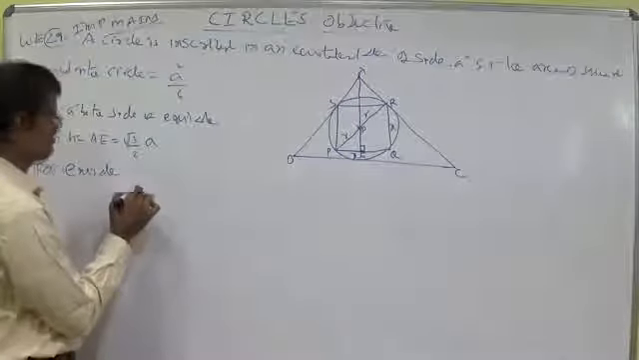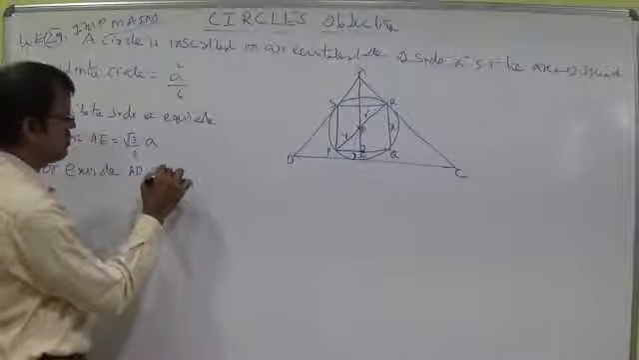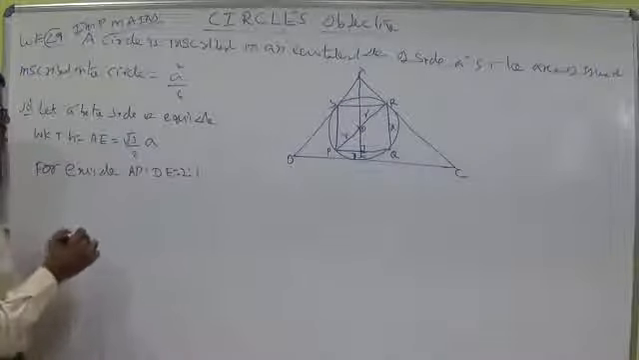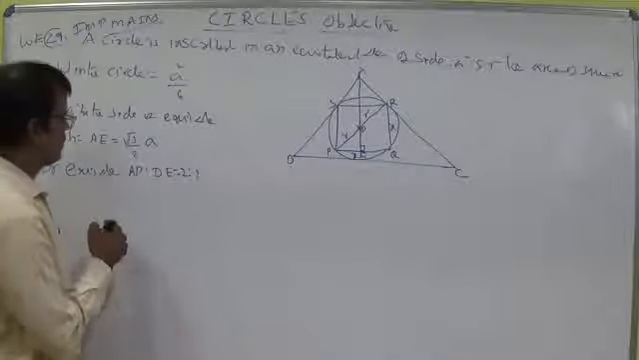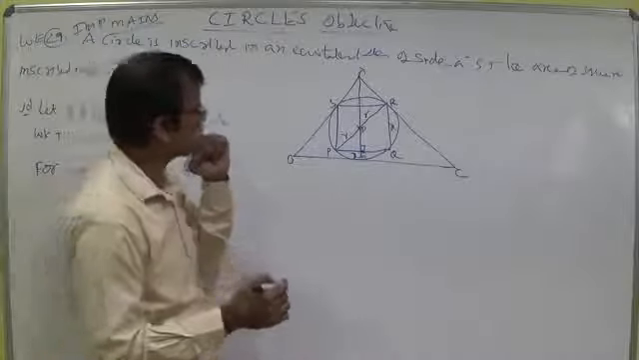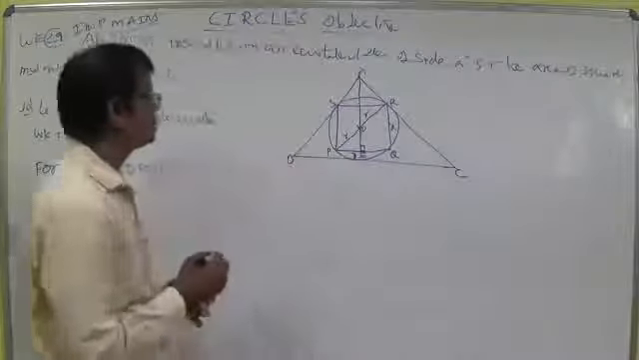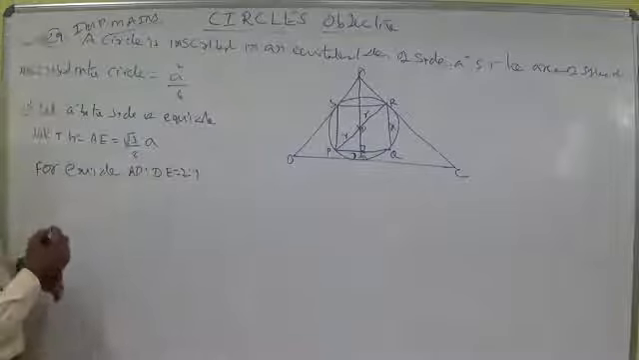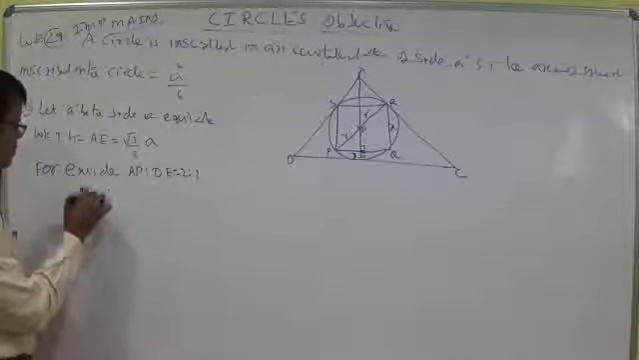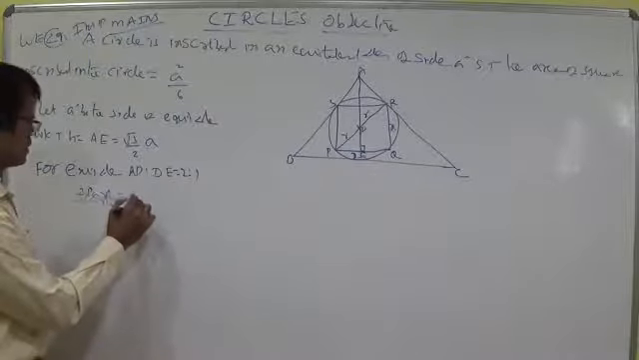For an equilateral triangle, AD is to DE is equal to 2:1. Now AE is equal to root 3 by 2 a. So DE, here we can say the total altitude H is 3 parts. So 3 parts is equal to root 3 by 2 a.